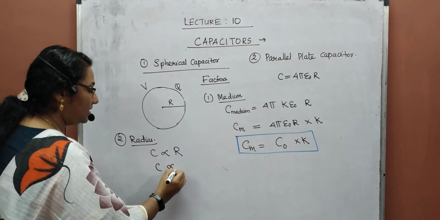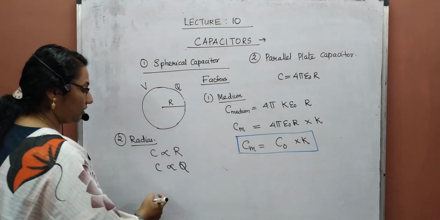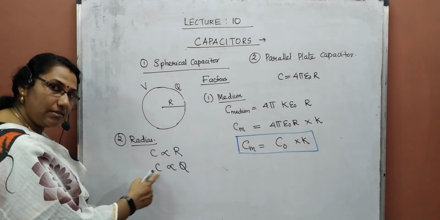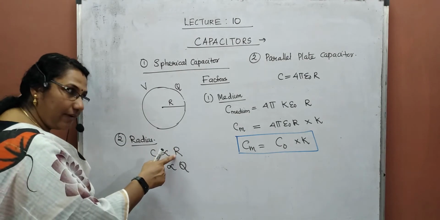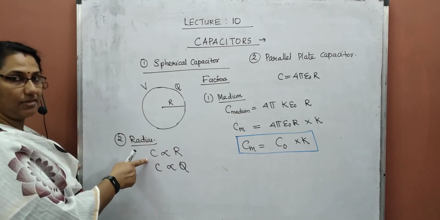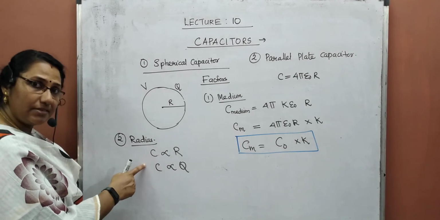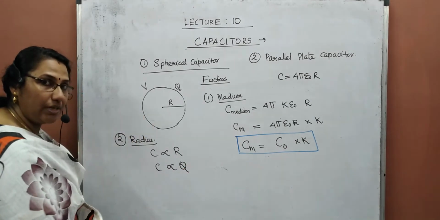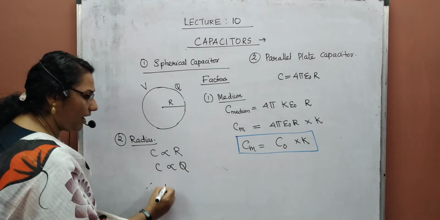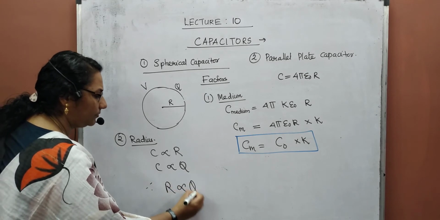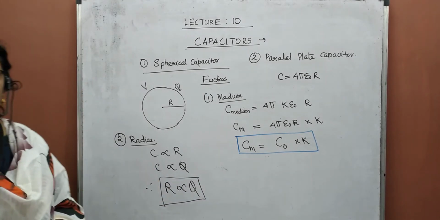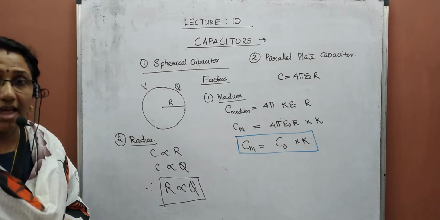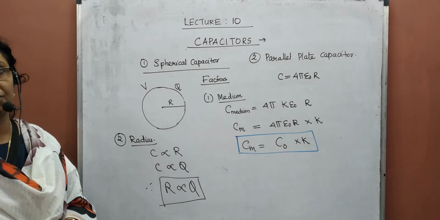Similarly, capacitance is also proportional to the charge. As the capacitance increases, charge stored increases. Therefore, we can write, as the radius increases, capacitance increases, and as capacitance increases, charge stored increases. Therefore, the radius of a spherical capacitor is directly proportional to the charge stored.